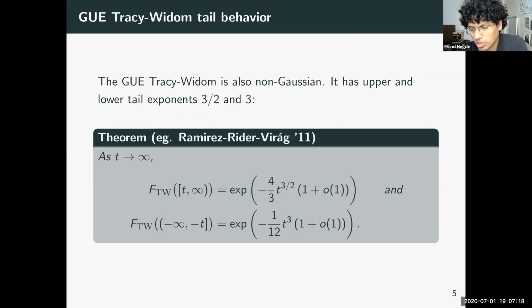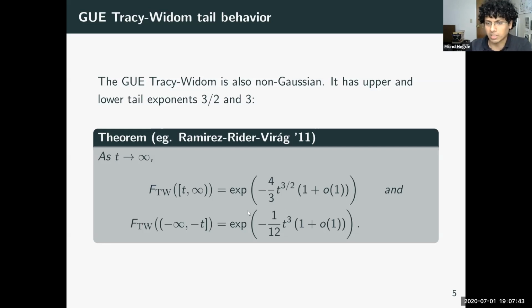So the Tracy-Widom distribution is also non-Gaussian. In particular, the Gaussian distribution has tail exponents of 2 for both upper and lower tails. The Tracy-Widom distribution has different exponents. It has 3/2 for the upper tail and 3 for the lower tail. And of course, it should be noted that these are different for the upper and lower tails. We'll be talking more about why this is and how to get these exponents later in the talk.